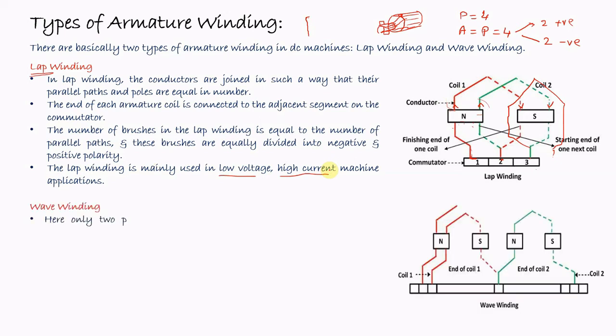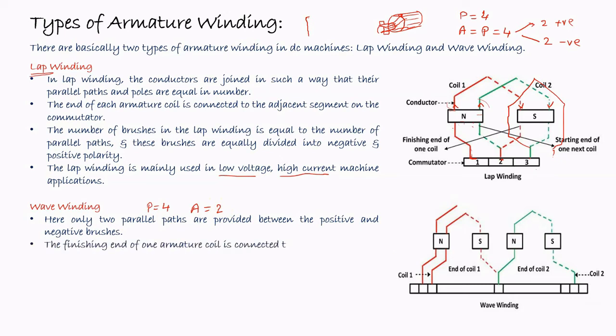The other type is the wave connection. Here only two parallel paths are provided between the positive and the negative brushes. That means in case of wave connection, although the number of poles is equal to 4, the number of parallel paths, or we can say the number of brushes, is always equal to 2.